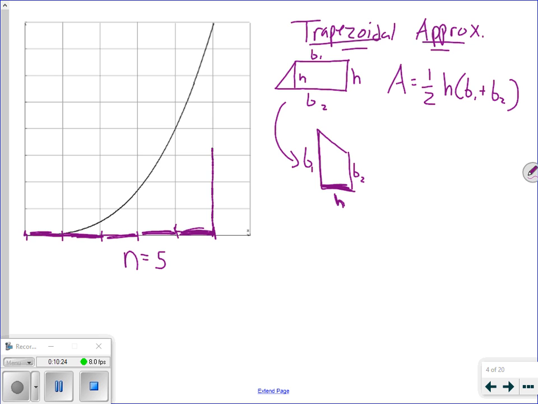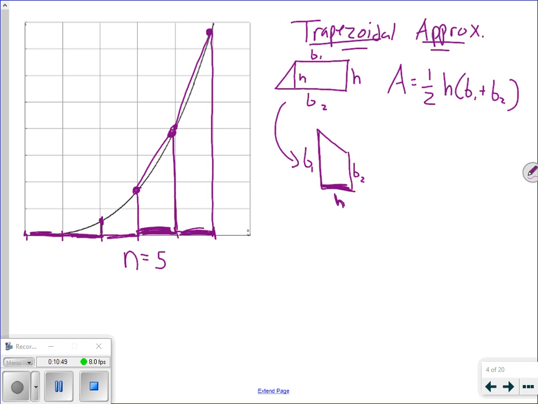Each base, each corner of the base is going to touch the function. So I have a function right there. It's going to touch right there. And then that's the trapezoidal shape I'm going to use. Same thing for this trapezoid in the second spot here. If I were to draw up one side, it's going to touch the graph. If I draw up to the other side, it's going to touch the graph. And I attach it.